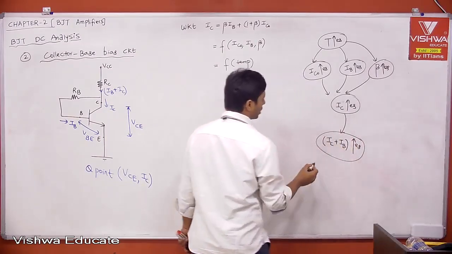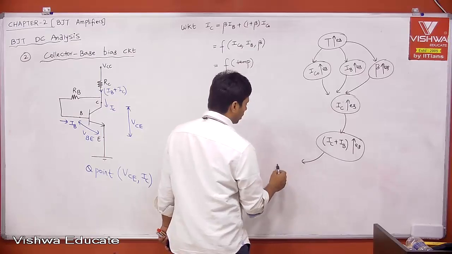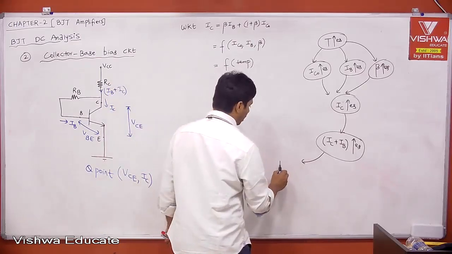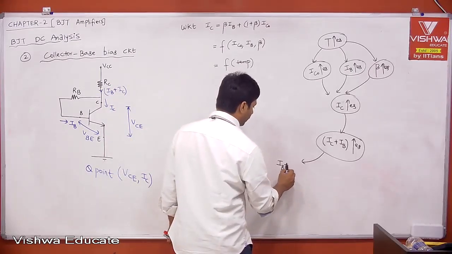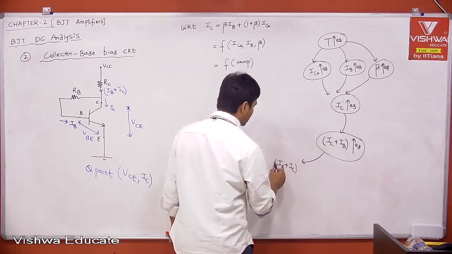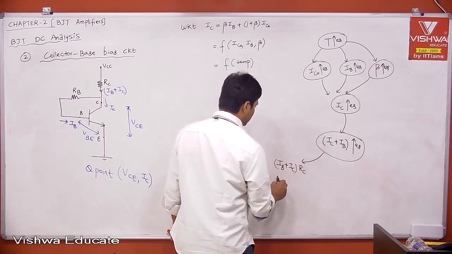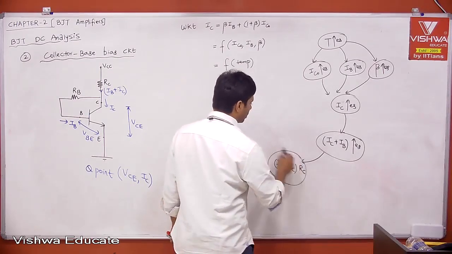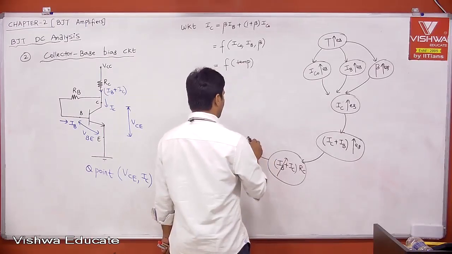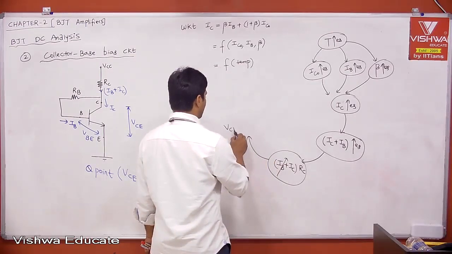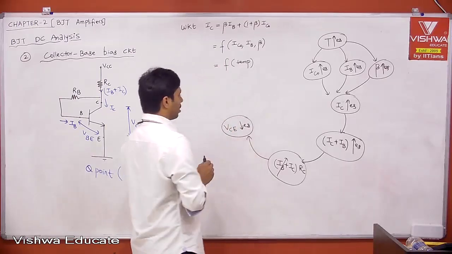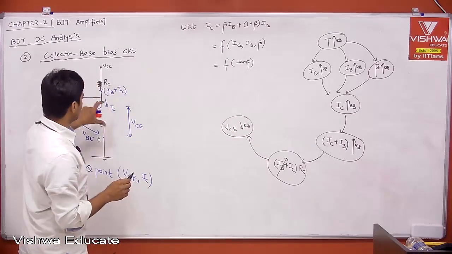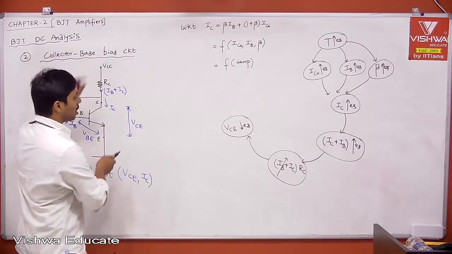When IC plus IB is increasing, then what about the drop across RC? Therefore, (IB plus IC) into RC is increasing. When this is increasing, then what about your VCE? VCE decreases, because when the drop across RC is increasing, your VCE will decrease because this voltage is constant.